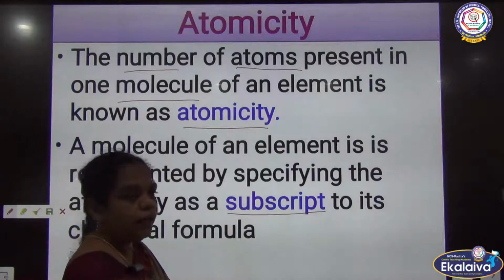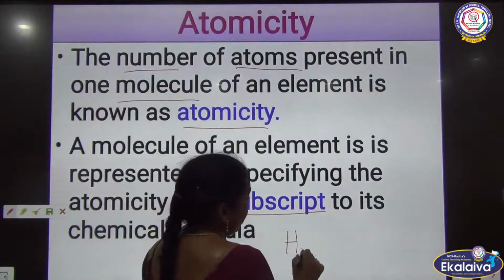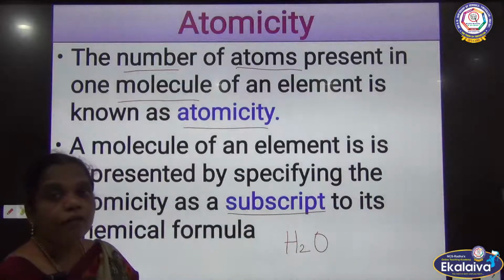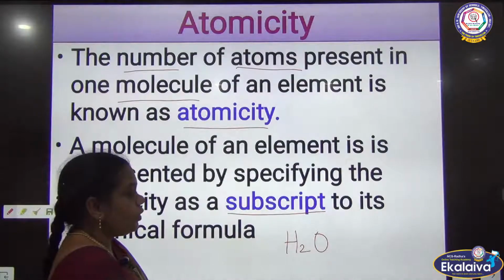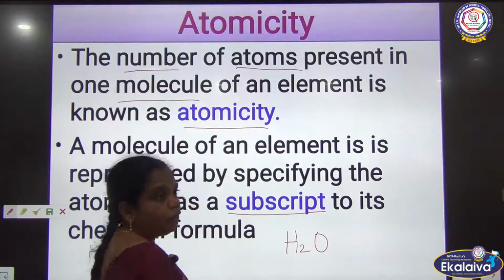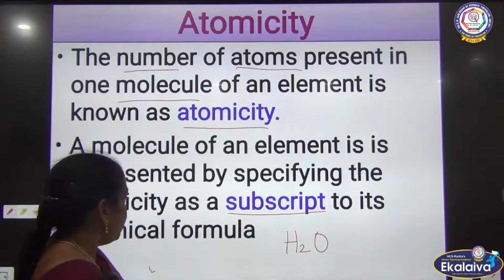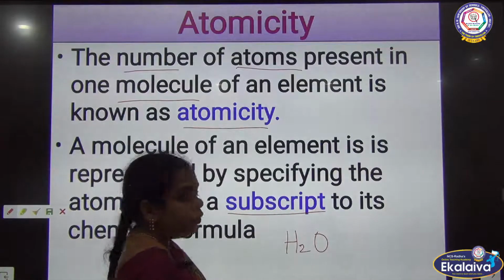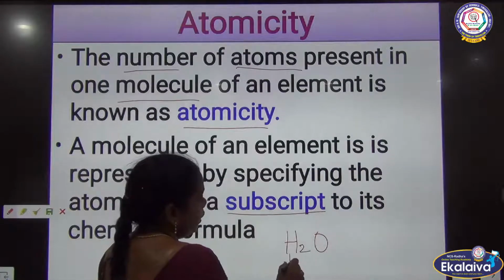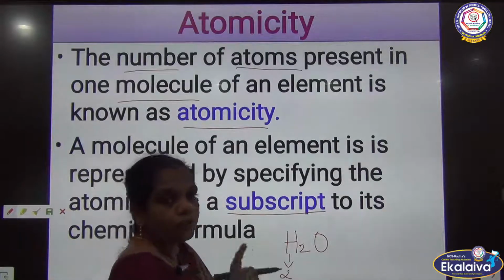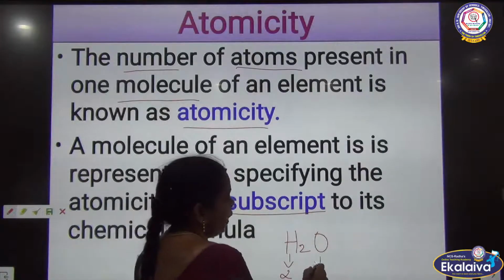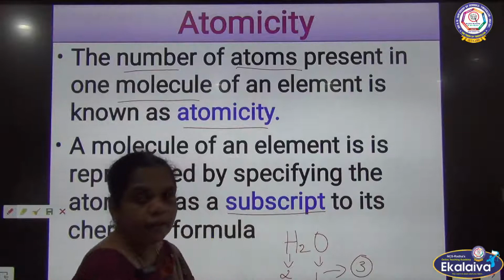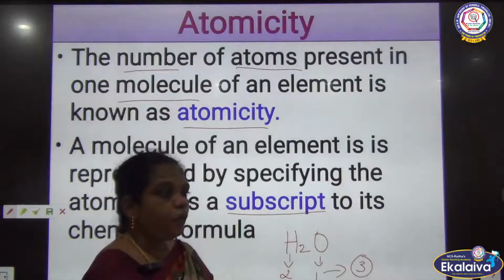Now we already learned that the water molecule can be represented as what? H2O. So the atomicity is the number of atoms present in a molecule, and that can be expressed in the subscript of the element. Now see the subscript in the chemical formula. In H2, what is the subscript of hydrogen? 2. So how many hydrogens are there? 2 hydrogens, and there is no subscript for oxygen, so it is 1. How many atoms are present? 3 atoms.